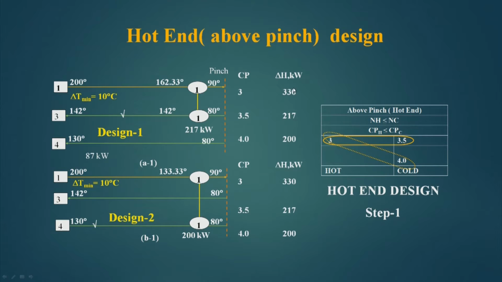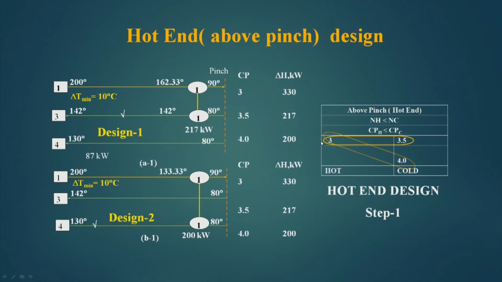Now, if you see the delta H of these streams, this hot stream is 330, this cold stream is 217, and this cold stream is 200. Now, this is in a position to give heat to both of these two.